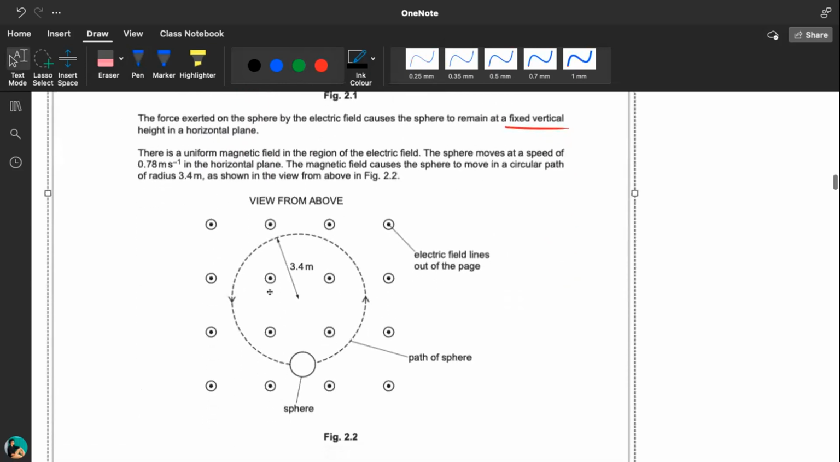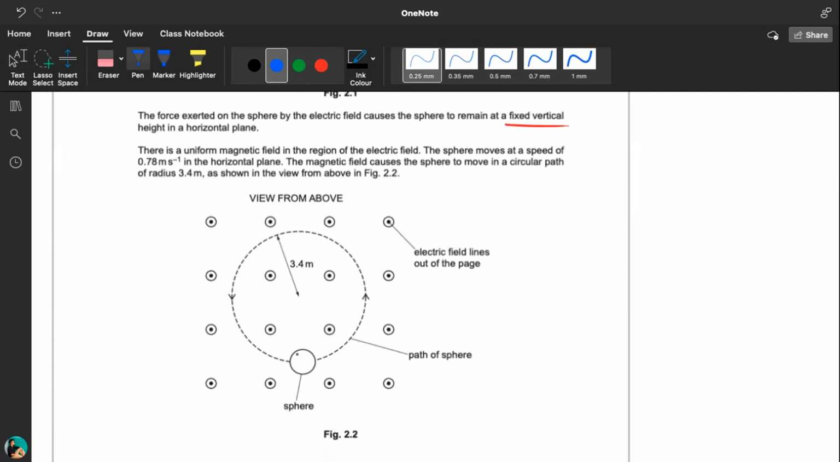If it's moving in a circle, there must be centripetal force. So here is the center. Centripetal force is acting towards the center.